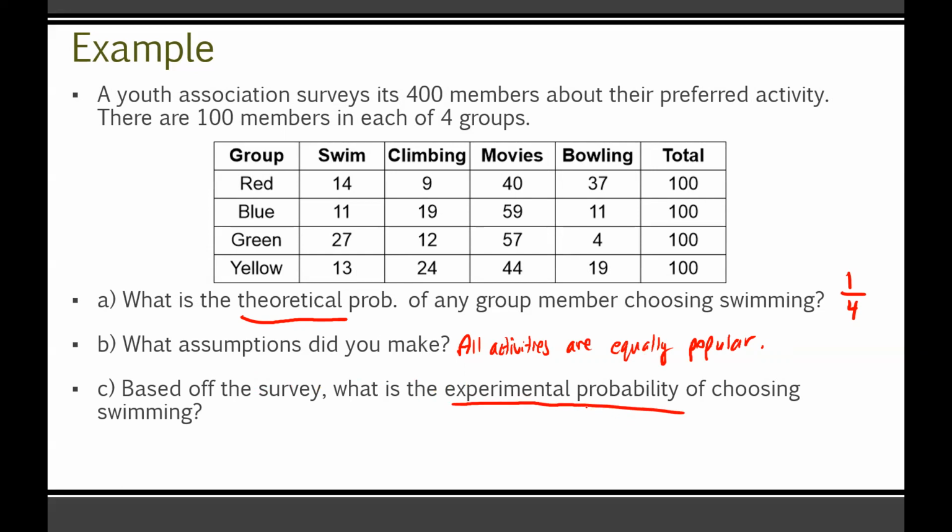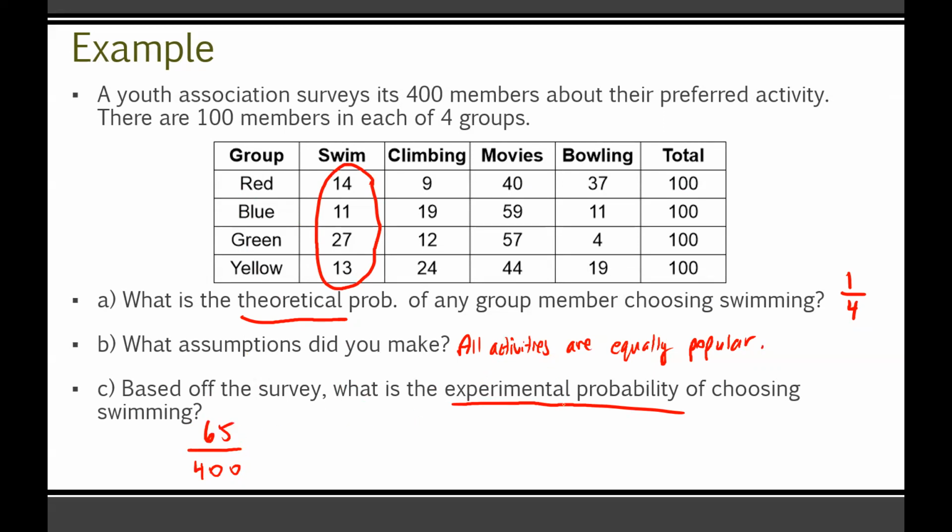Now, this is where it's kind of set up weird. We had 4 different groups with 100 people in each group. Since we're just asking the experimental probability of anyone here choosing swimming, we have to realize that the total number of people surveyed is 400, not the 100 in each group, just 400. Really, these groups aren't mattering for any of this. So in terms of choosing swimming, we have to look at all of the people that chose swimming. So we should add all of those numbers together as our successful, quote unquote, to go up on the top here. So 14 plus 11 plus 27 plus 13. That gives us 65 people who chose swimming in general.